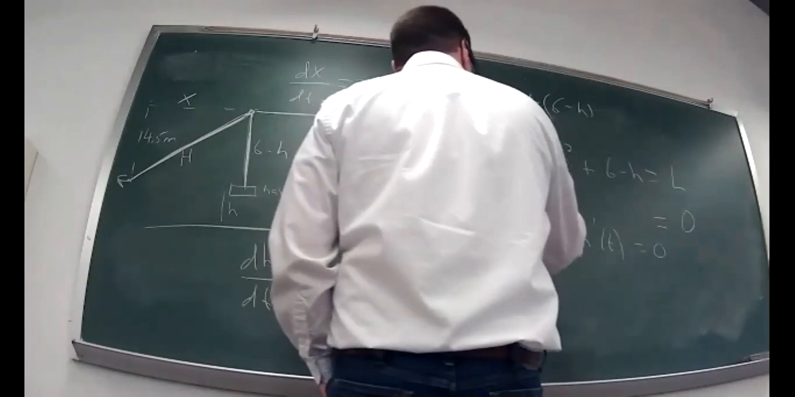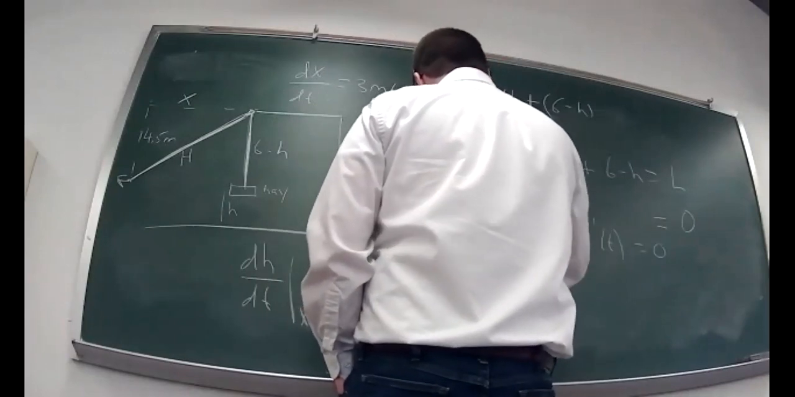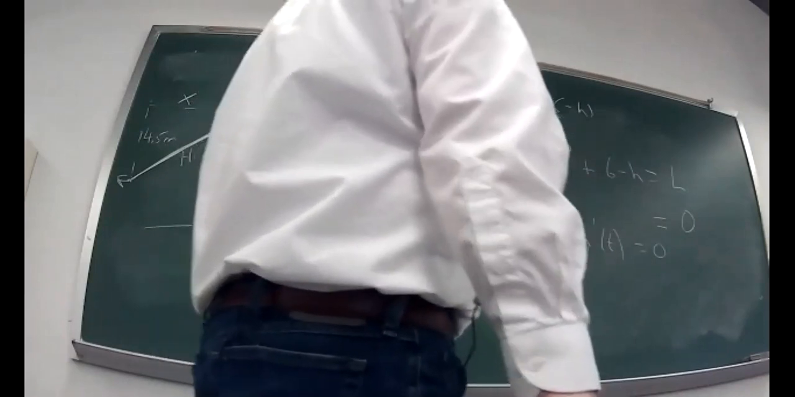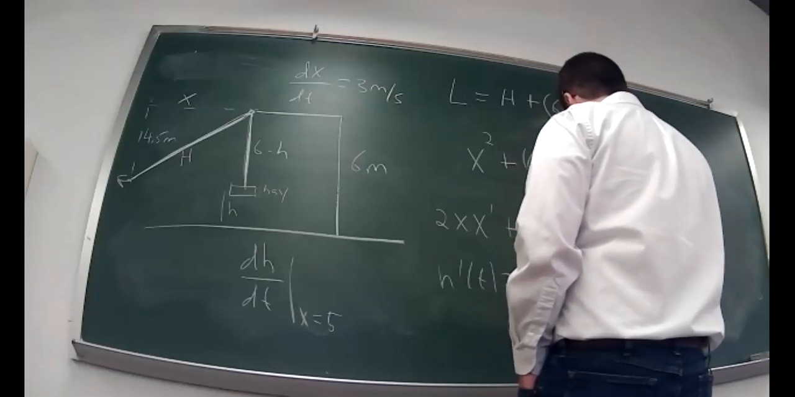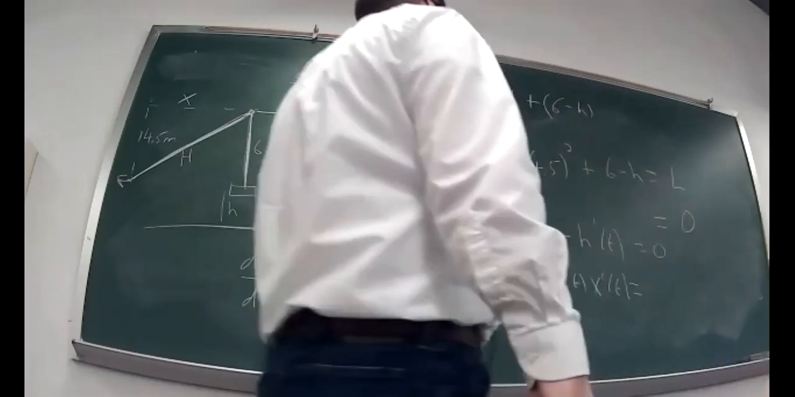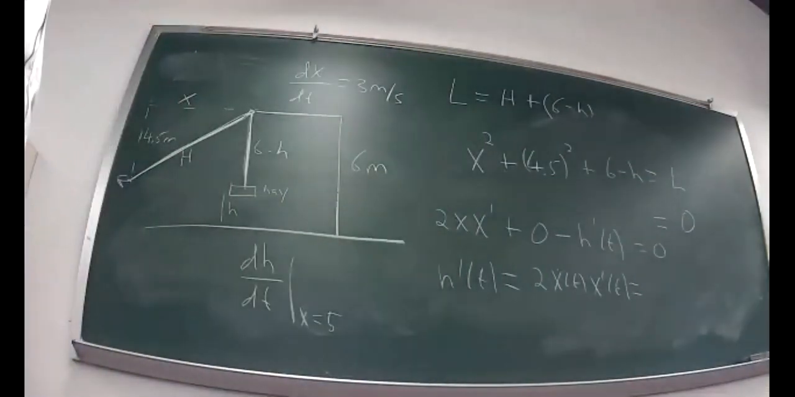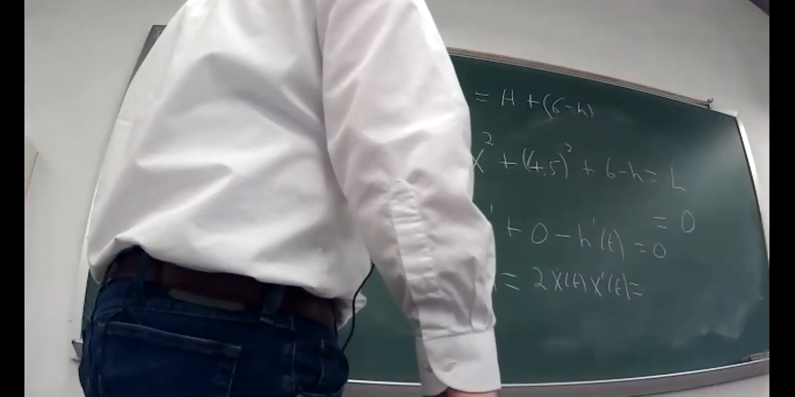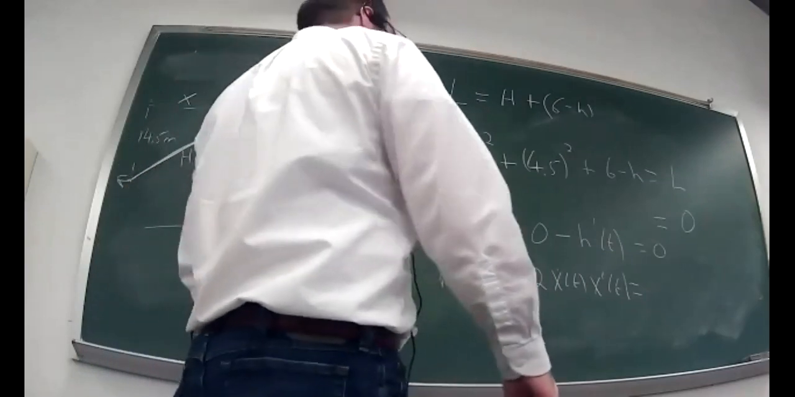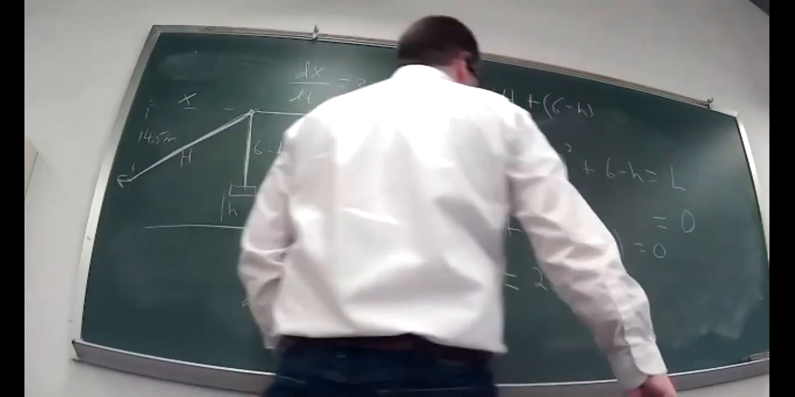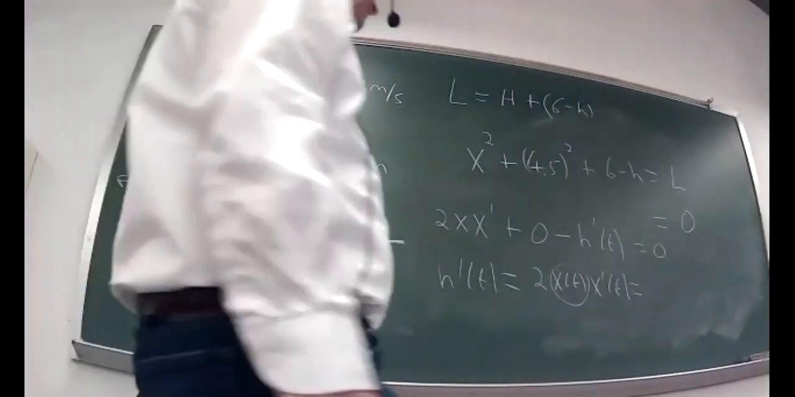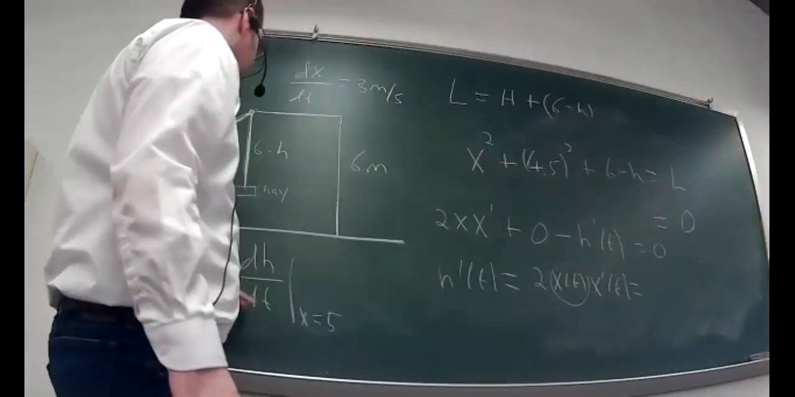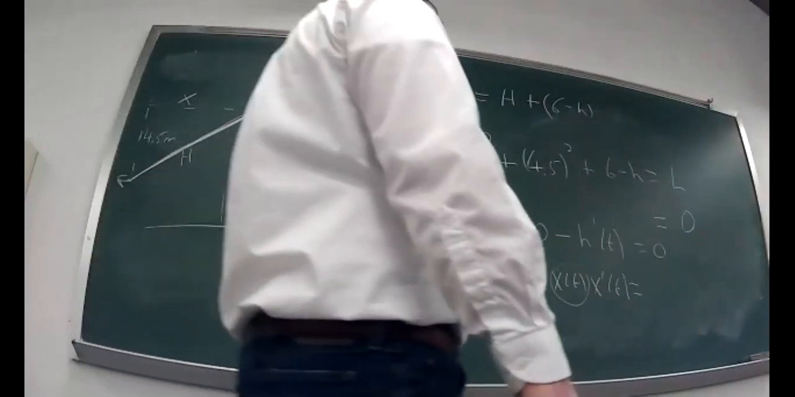So what I'm getting here, solving for h prime, is that the derivative of h with respect to t is equal to 2 times x of t times x prime of t. And you're given that x prime of t is a constant, it's equal to 3, and you're being asked to calculate this at the point when x is equal to 5. So you're calculating this at an unspecified time, but at that unspecified time, x is equal to 5. So perhaps a better way to write it is dh/dt with the vertical line and just say that x is equal to 5.